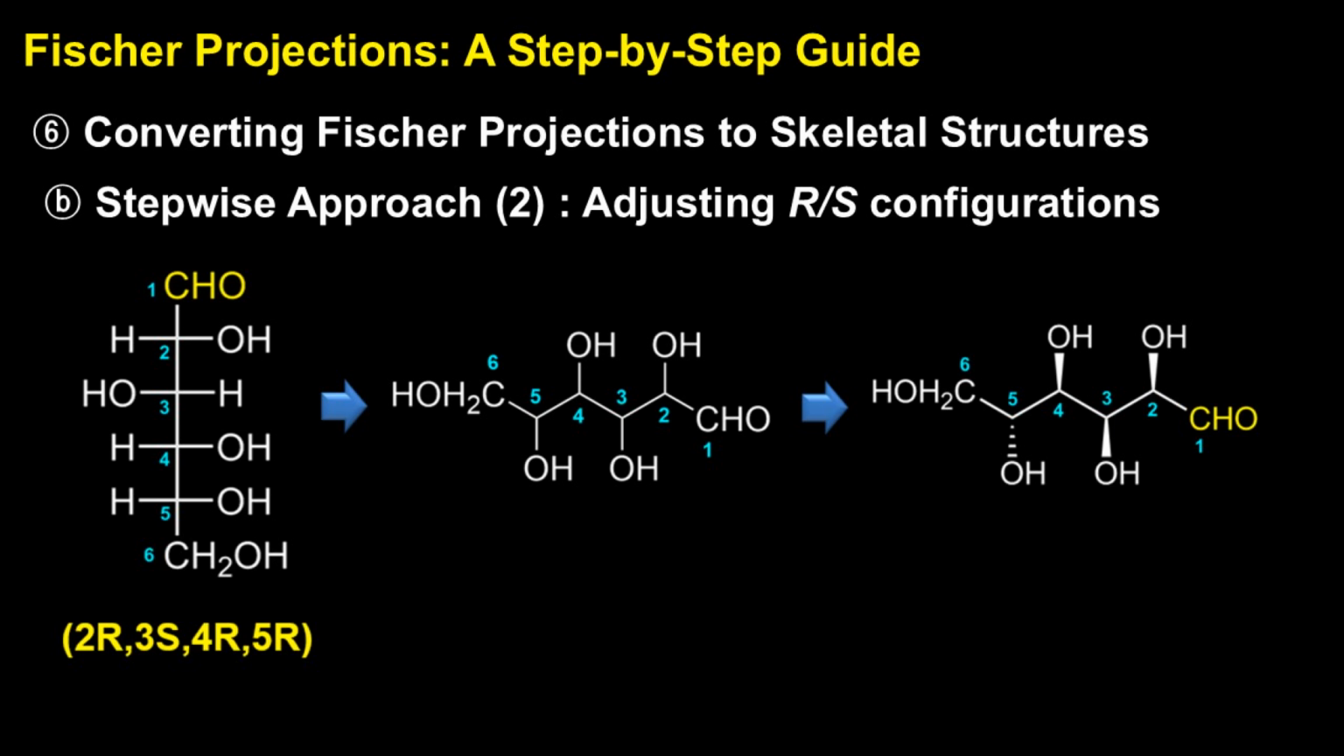First, figure out the RS configurations for each chiral center in the Fischer projection. Next, draw the skeletal structure in a zigzag pattern and match the RS configurations to each chiral center as you go. This method works great when rotation isn't practical, but you've got to be precise. A single mistake in assigning or applying the configurations can throw off the whole structure. So, double-check your work to keep it accurate.